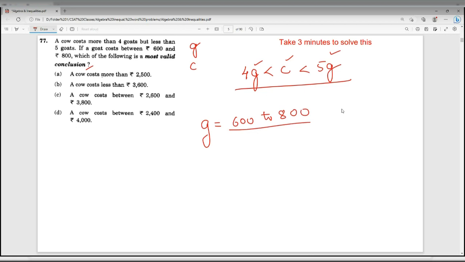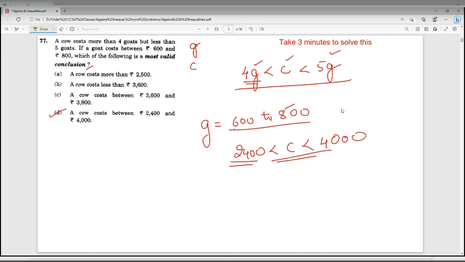So now we have to find out the cost of the cow. To find the least value, we will take the least value of the goat, 600, and substitute it here. That would be 6 4s are 24, 2,400. So the least cost of the cow would be 2,400, and the maximum cost of the cow is when the goat is 800, and the maximum here is 5 times the goat. 5 8s are 40, so it will be less than 4,000. The cost of the cow is somewhere between 2,400 and 4,000, and that answer choice is the same as option D. The correct option is option D.